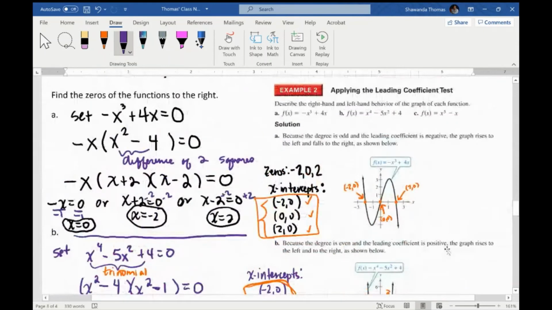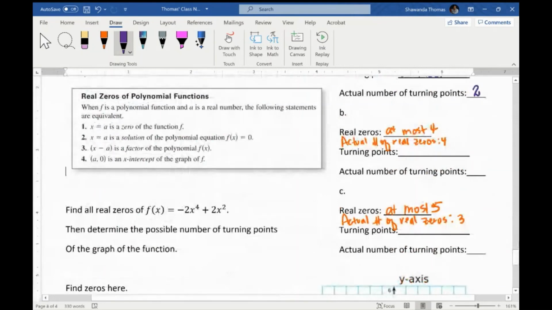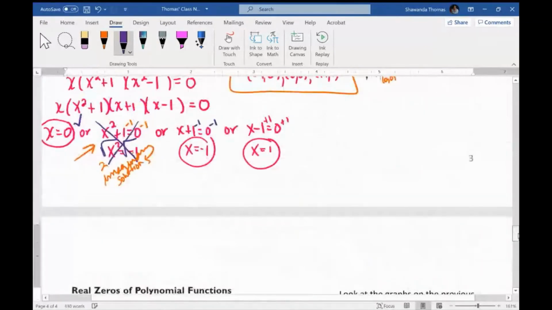All right, let's look at B. What's the degree of B? 4. So what's the maximum number of turning points you can have? 3. All right, at most 3. Let's see what's the actual number because we have the graph. So in this case, you definitely need to look at the graph to see.